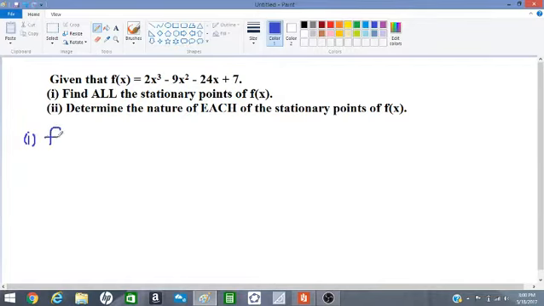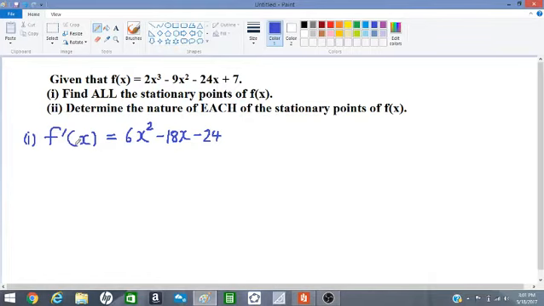We must find f prime x, which is another way of writing dy dx. So dy dx of 2x cubed is 3 2s are 6, x to the 3 minus 1, which is 2, minus 9x squared, 9 2s are 18, so we have negative 18 x to the 2 minus 1 power, which is to the power 1, minus 24x, dy dx of that is minus 24, and dy dx of 7 is 0.